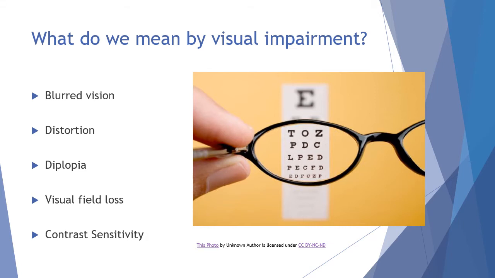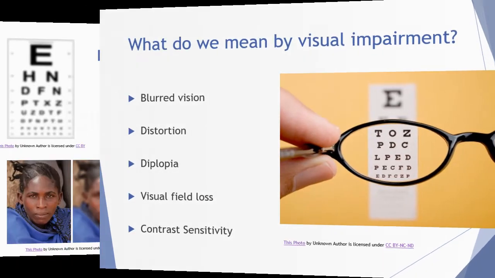We also know really that it actually happens because of distortion, and that could be spectacle lens or corneal. It could be because of double vision. It could be because of field loss or contrast sensitivity. So bear all these in mind when you're thinking about visual impairment.